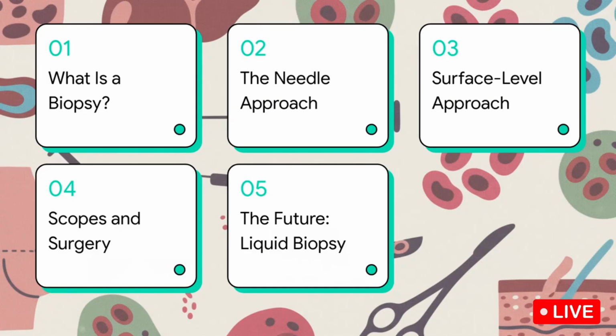First, we'll cover the basics. What even is a biopsy? Then we'll jump into the different ways we get a sample. We've kind of grouped them into three main categories to make it easier: the needle approach, biopsies from the skin's surface, and then the more invasive methods using scopes and surgery. And we'll wrap up by looking at something really cool on the horizon: the liquid biopsy.